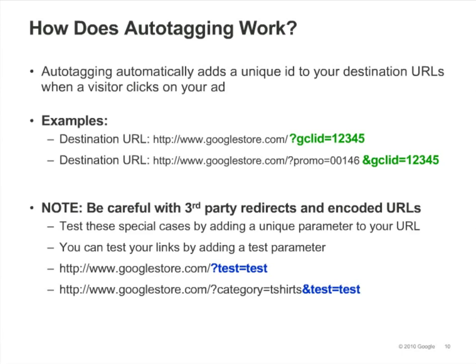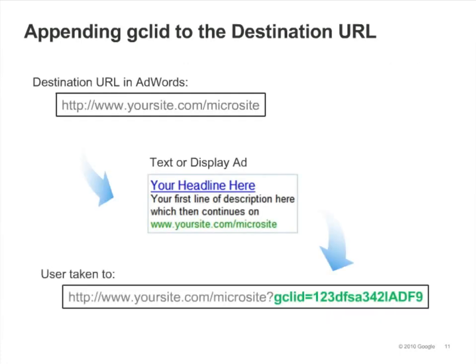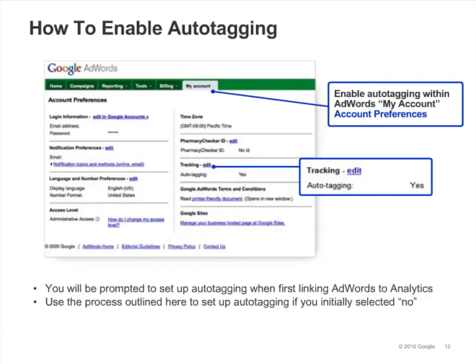Notice that the first query parameter is always preceded with a question mark. Subsequent values are separated using ampersands. Here's an example of a GCLID appended to the end of a URL. To enable auto-tagging, select Account Preferences under My Account. Make sure that the tracking option reads Yes. If it says No, click the Edit link, check the box for Destination URL auto-tagging, and click Save Changes.